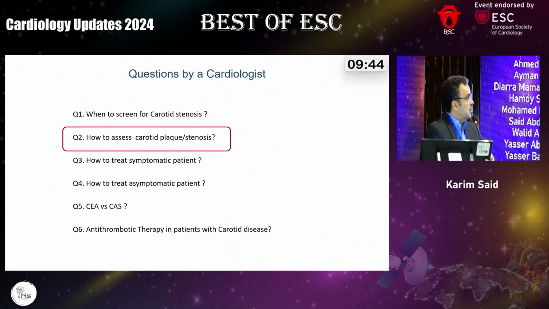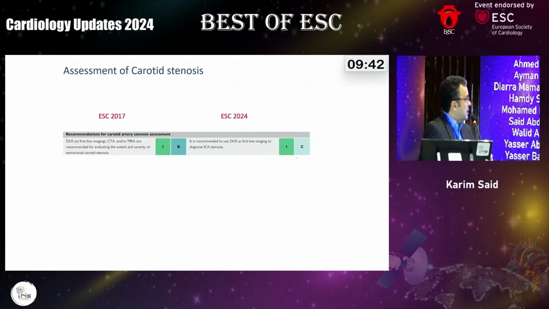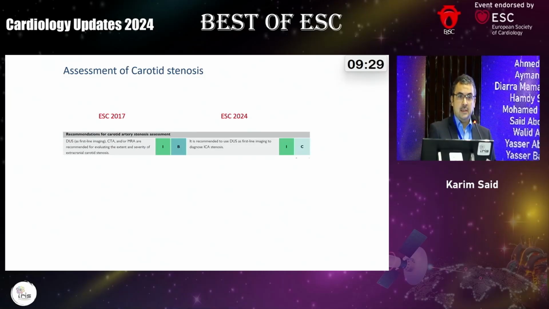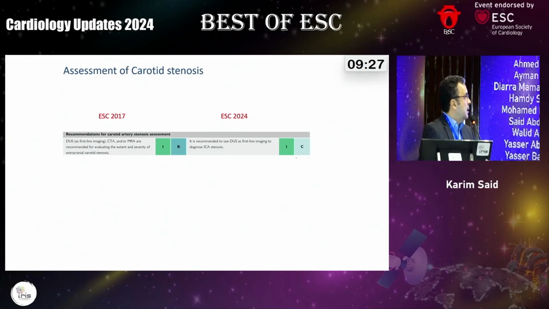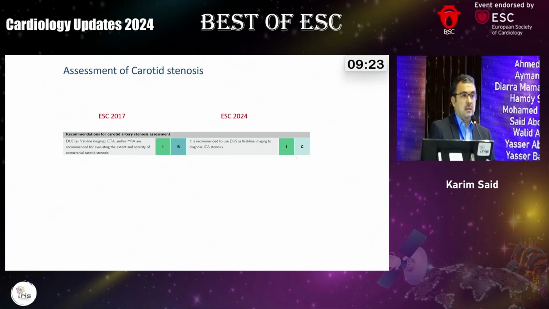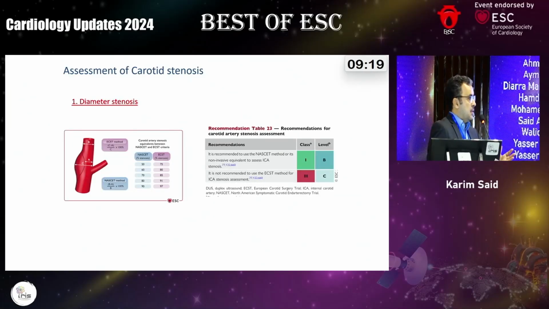How to assess the carotid? In the last guidelines in 2017, we have the option between sonography, MRI, or CT. And the first choice was given to the sonography. However, in the last guidelines, it is stated clearly that sonography is the first line imaging to diagnose disease in the carotid territory.